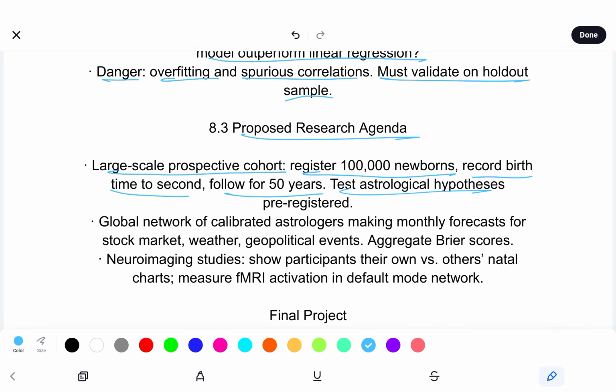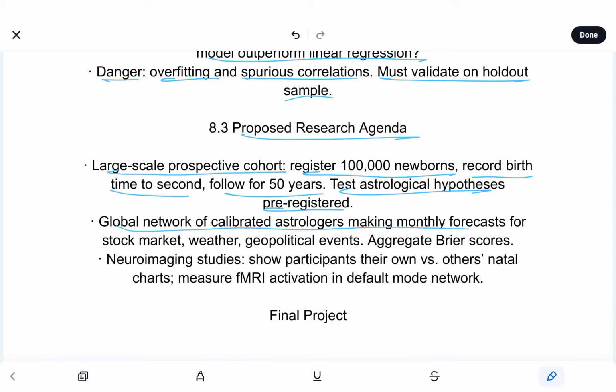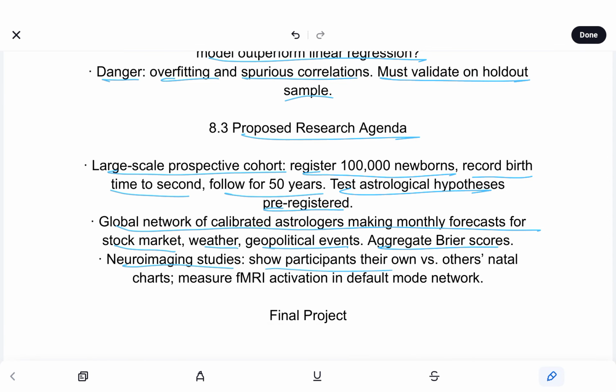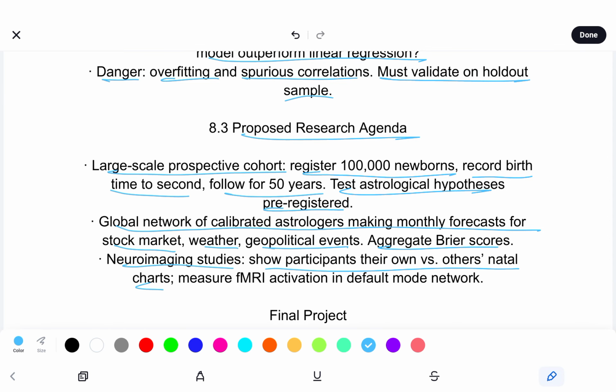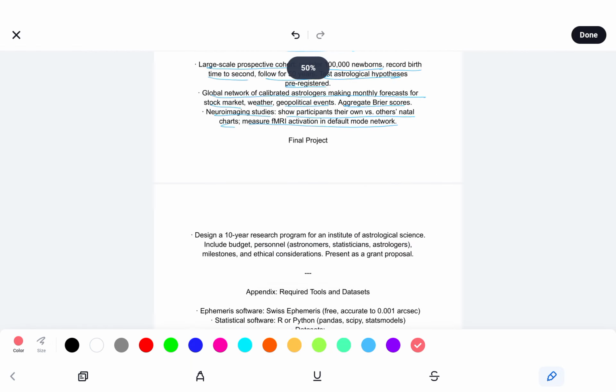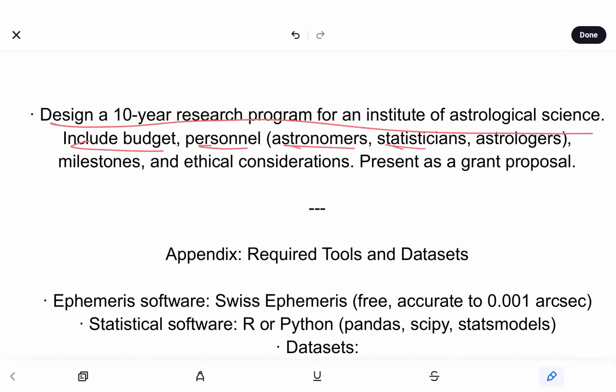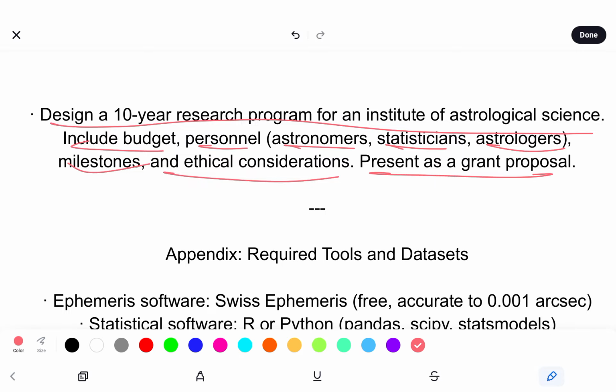50 years, and test the astrological hypothesis. Pre-registered, a global network of calibrated astrologers making monthly forecasts for stock market, weather, geopolitical events, aggregate Brier scores. Neuroimaging studies: show participants their own versus others' natal charts, measure fMRI activation in the default mode network. All right, and then our final project would be to design a 10-year research program for an Institute of Astrological Science, including the budget, personnel (astronomers, statisticians, astrologers), milestones, and ethical considerations, presented as a grant proposal.